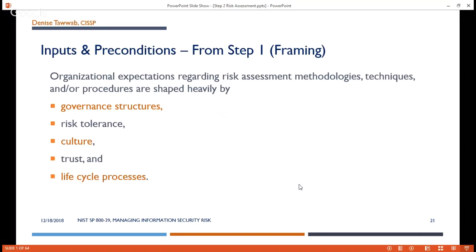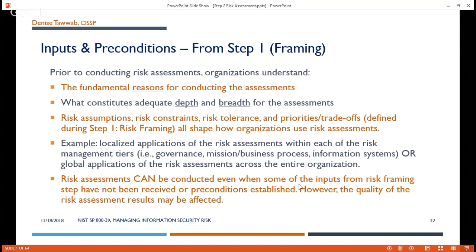Organizational expectations regarding risk assessments, methods, techniques, and/or procedures are shaped heavily by the governance structure in your organization, your risk tolerance, your culture, trust, and your life cycle processes. Prior to conducting risk assessments, your organization needs to understand the fundamental reason for conducting the assessments. Why are we doing a risk assessment at all? What constitutes adequate depth and breadth of the assessment? Risk assumptions, constraints, risk tolerance, and priorities and trade offs, all the stuff that came from the risk framing step, all shape how the organization will use risk assessments. For example, localized applications of the risk assessments within each of the risk management tiers or global applications of the risk assessments across the entire organization.